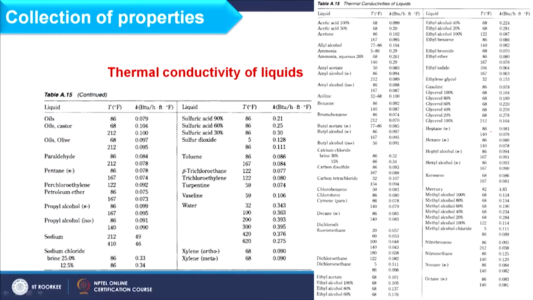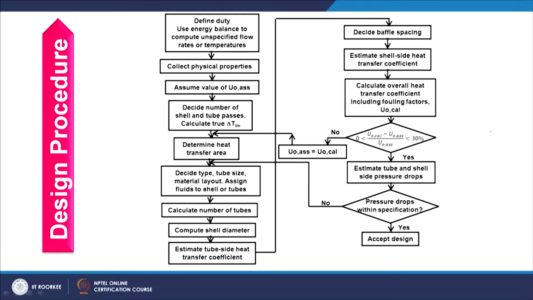And from this table you can find out the thermal conductivity of the liquids depending upon the temperature, okay. And density, this we have already discussed in the double pipe heat exchanger, where I discussed example 1. Before that I discussed the density data depending upon the liquids, right. So by now you have all properties, you have the heat duty and all unknown temperatures and all unknown parameters, right.